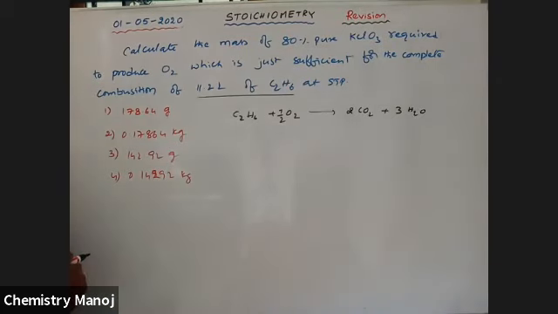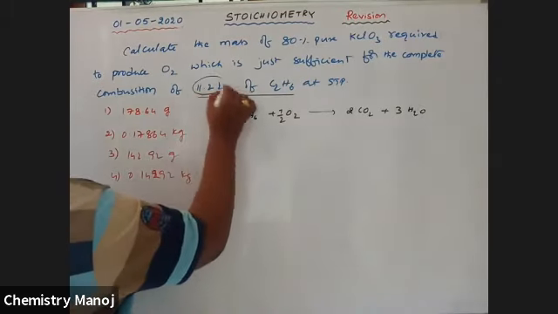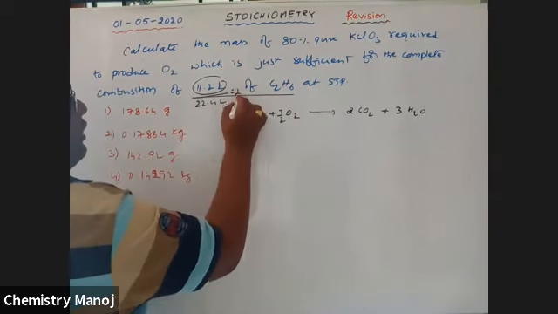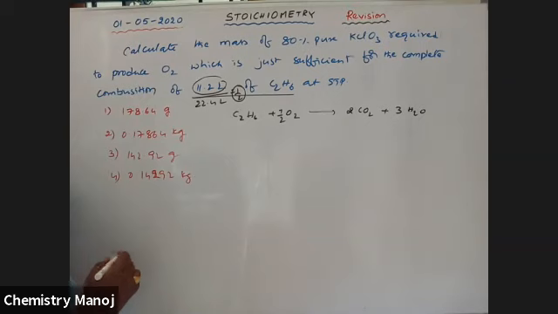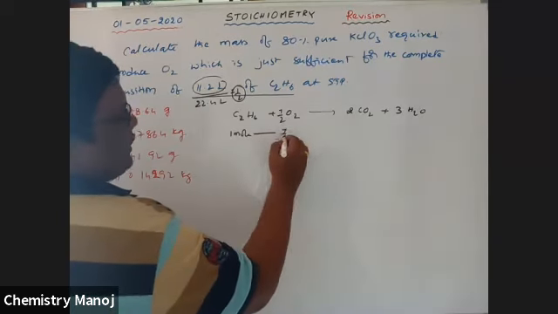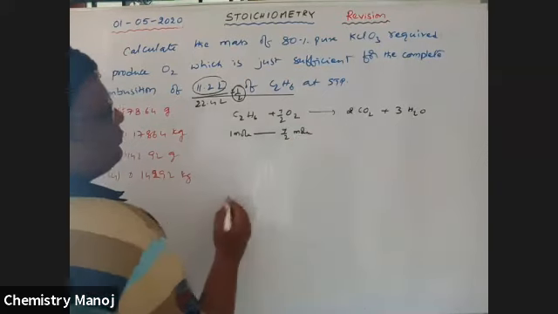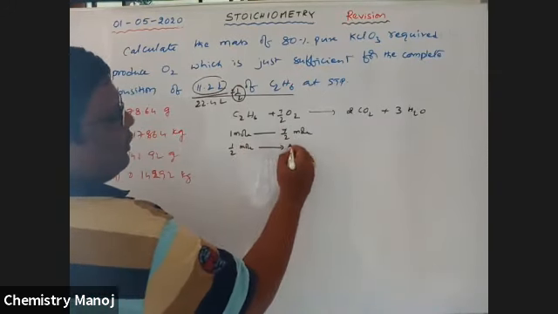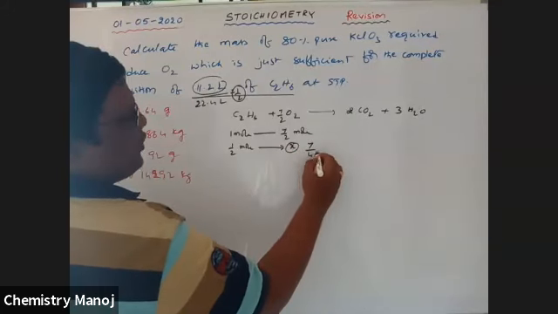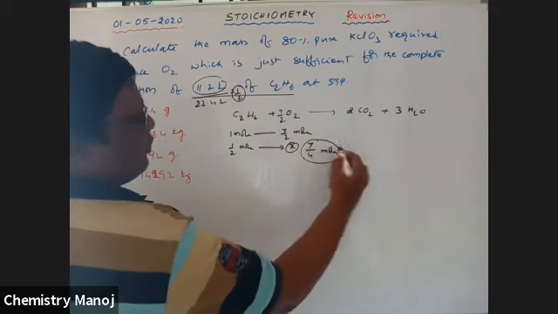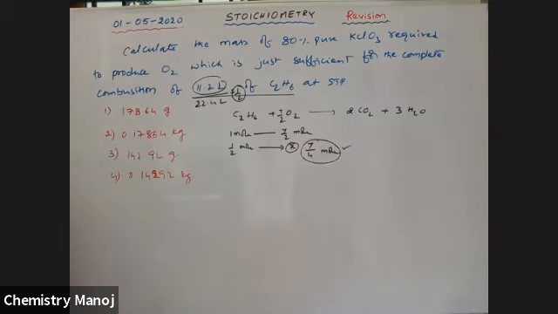Next, 11.2 liters means 11.2 by 22.4, which is equal to half a mole. One mole requires 7 by 2 mole O2. Half mole requires how much? That is 7 by 4 mole. So 7 by 4 mole of O2 is required.